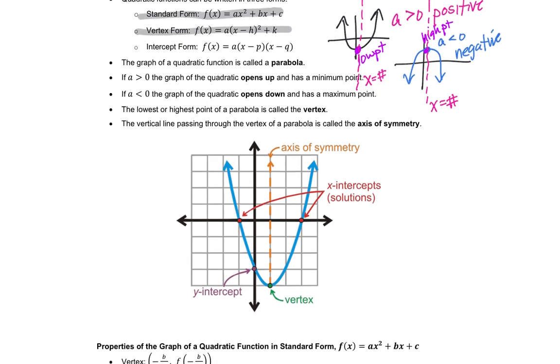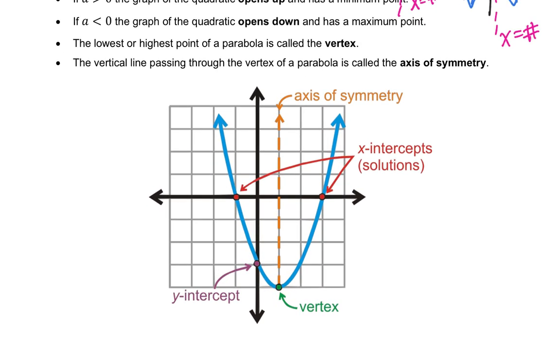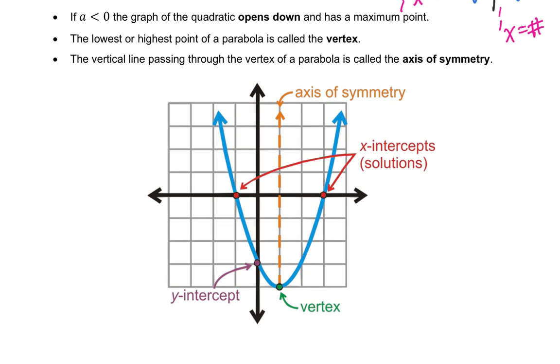So if you look at this picture, I'm going to enlarge this just a little bit. Everything's labeled here. Okay, you have your axis of symmetry. So remember, this is going to be x equals some number. It's the x value of your vertex. You have your x-intercepts here. And if you recall from your Algebra 1, the roots, your zeros, your x-intercepts, your solutions.